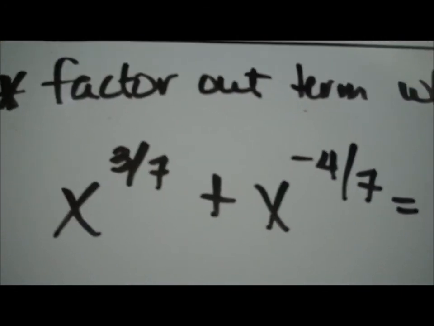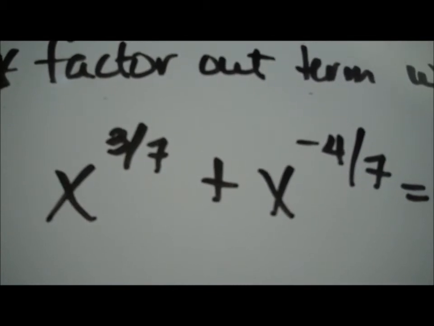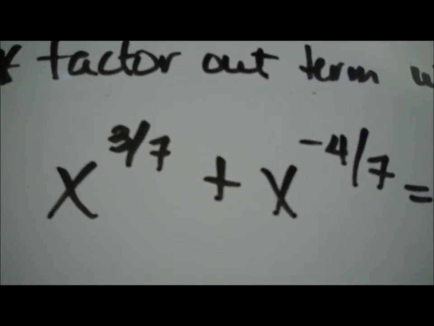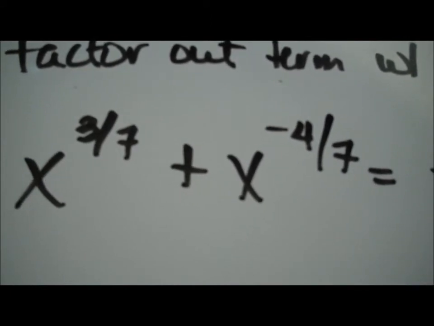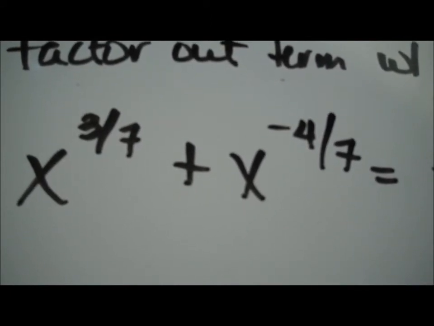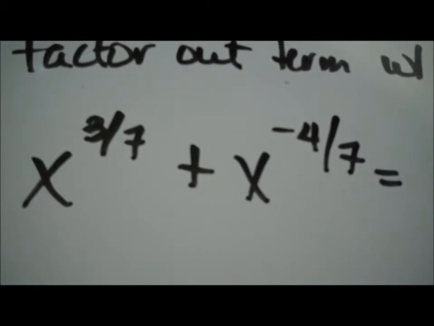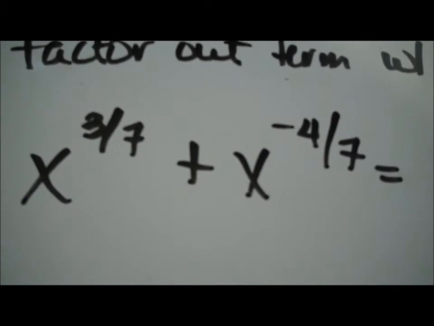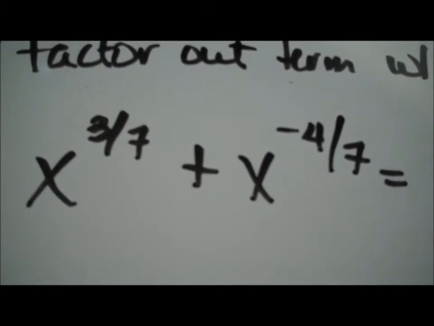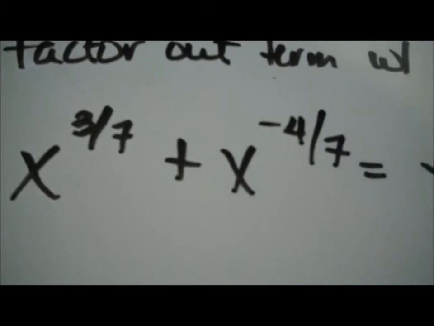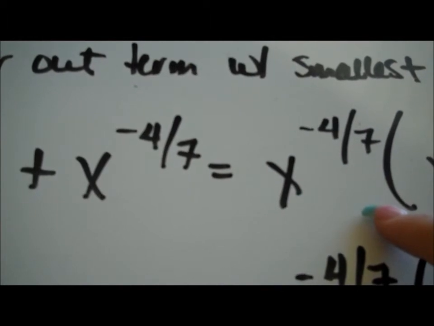So for example, if I have x raised to the 3/7 power plus x raised to the negative 4/7 power, the smaller of the two is going to be x to the negative 4/7. That is what we need to factor out. One thing to remember: when we are factoring, we are actually dividing. That means we are subtracting exponents. Remember, when we divide like bases, we subtract the exponents. So I'm going to factor out an x to the negative 4/7.